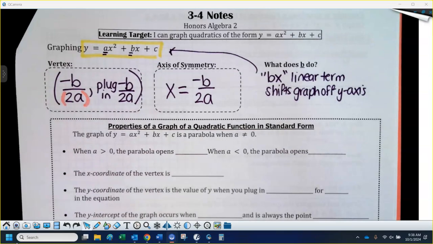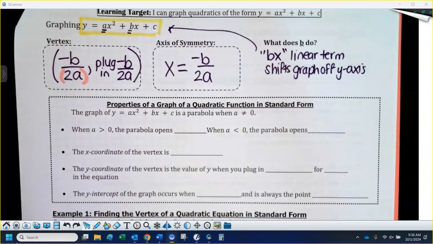If it's right or left, if it's positive, it's going to go right. If it's negative, it's going to go left. But you'd have to know the a and b values to give a little rule for that. But what that does is it's going to move the graph left or right, so that linear term.